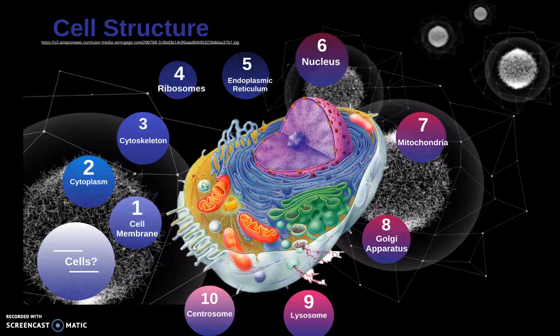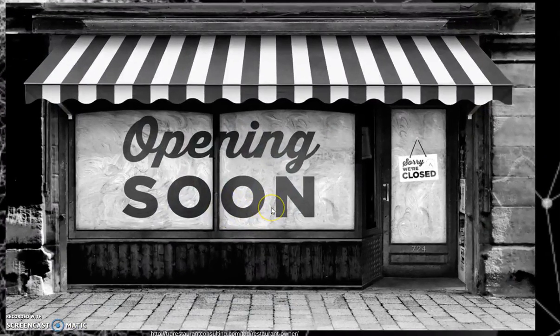And it helps the cell maintain homeostasis. And homeostasis is just the regulation of what's in the cell and what's outside of the cell, and what keeps the cell stable and able to live. Now, in our cell restaurant, the cell membrane is the door.